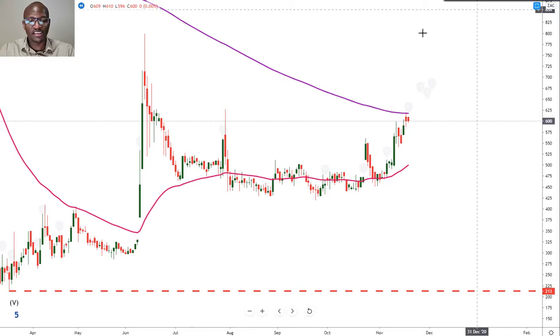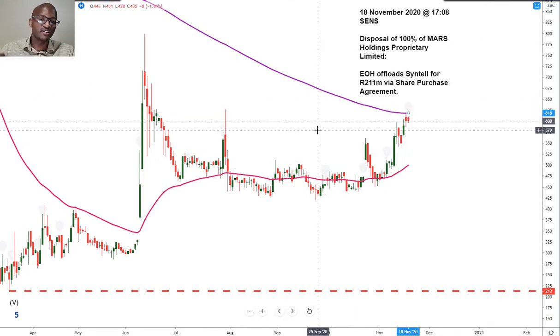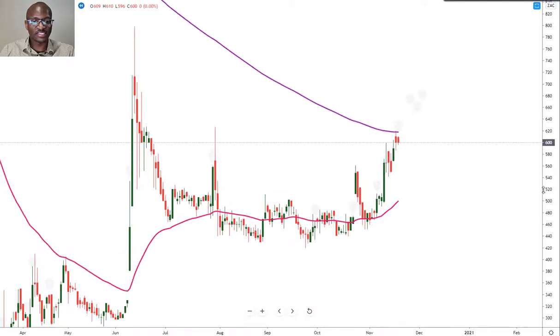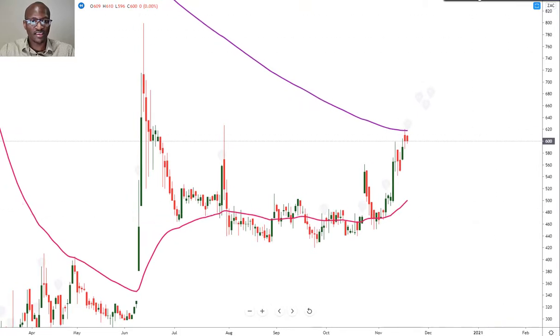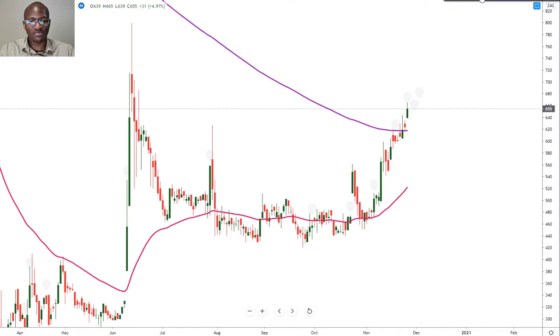And market keeps going up, and on the 18th of November, further announcement, disposal of Mars Holdings. This is part of the Syntel transaction. So Syntel was disposed of here for 211 million. Again, more asset sales to reduce the debt burden, and share price goes up.